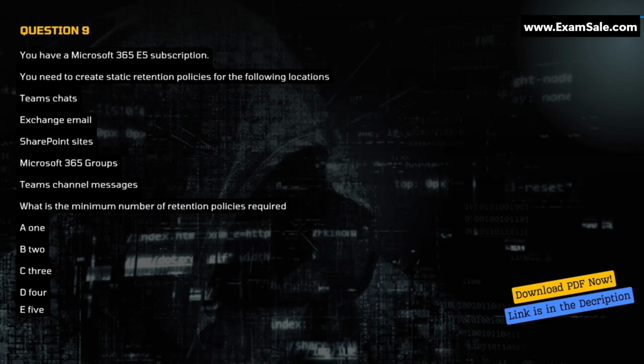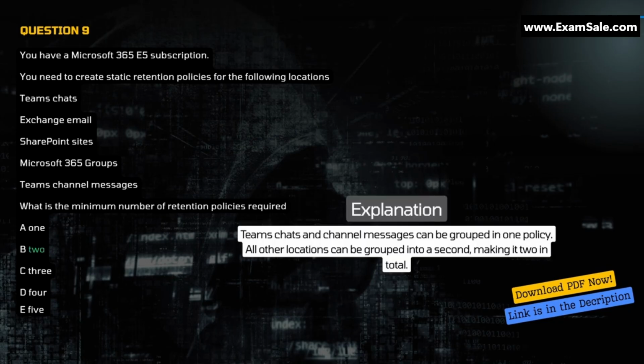Correct answer is B. Explanation. Teams chats and channel messages can be grouped in one policy. All other locations can be grouped into a second, making it 2 in total.